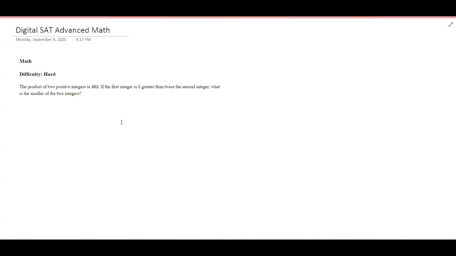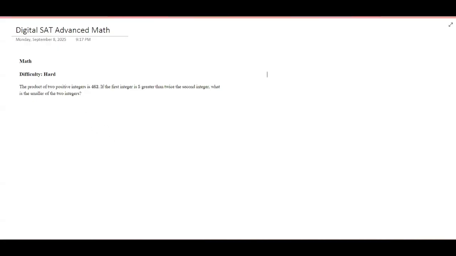So here's a problem. The product of two positive integers is 462. If the first integer is 5 greater than twice the second integer, what is the smaller of the two integers?